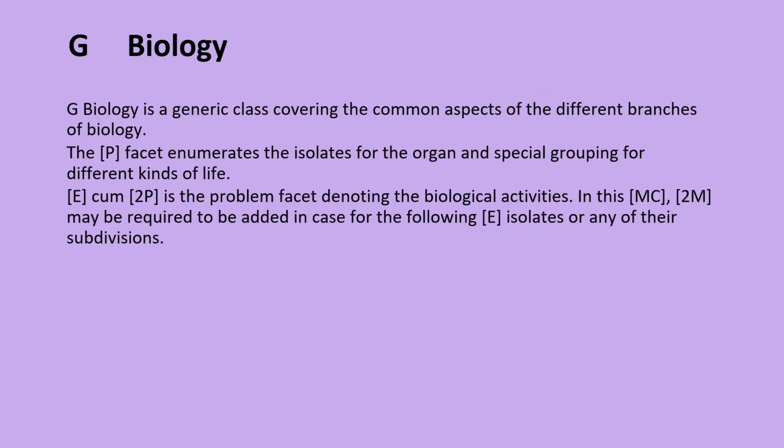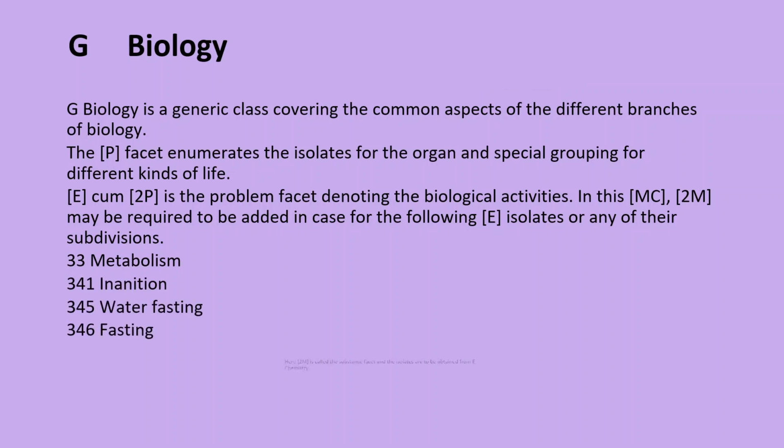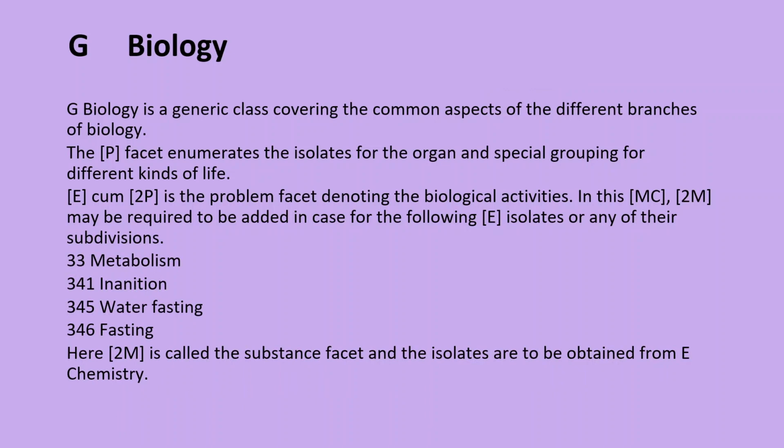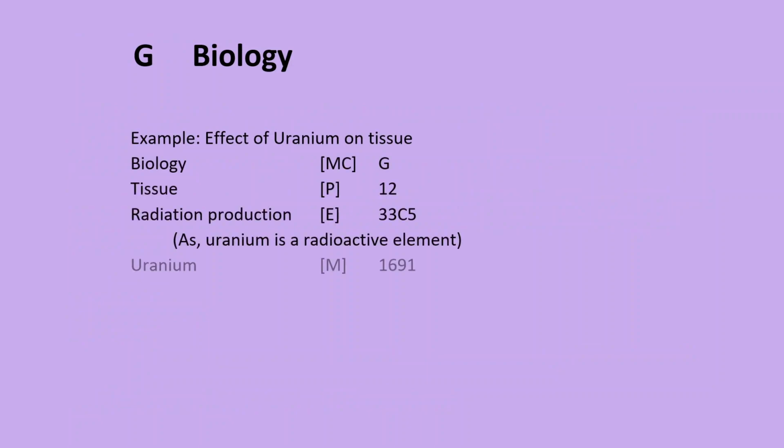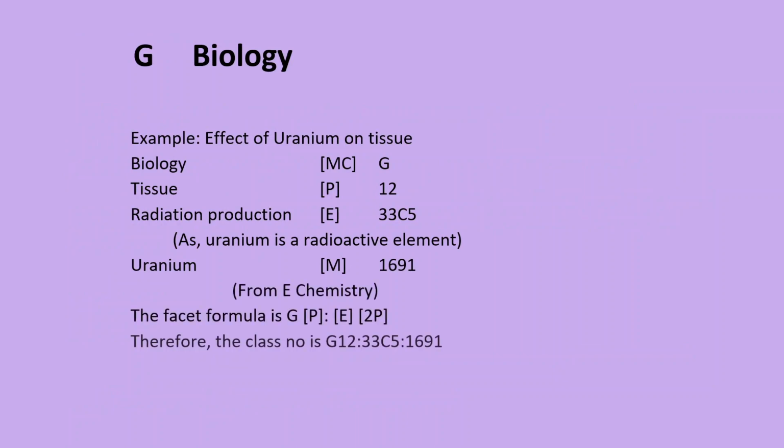In this main class, second round material may be required to be added in case of some energy isolates or any of their subdivisions, such as metabolism, inanition, water fasting, fasting. The second round material here is called the substance facet, and the isolates are to be obtained from the main class chemistry. The isolates may be sharpened if required by subject device.